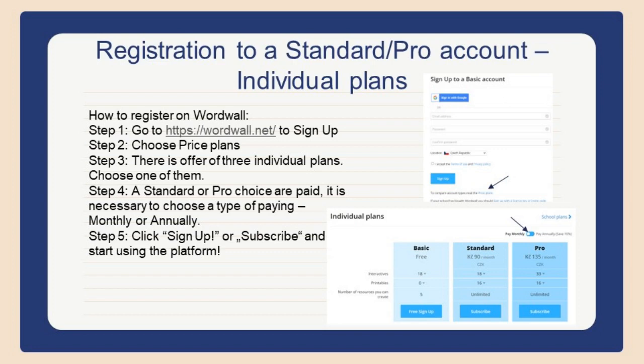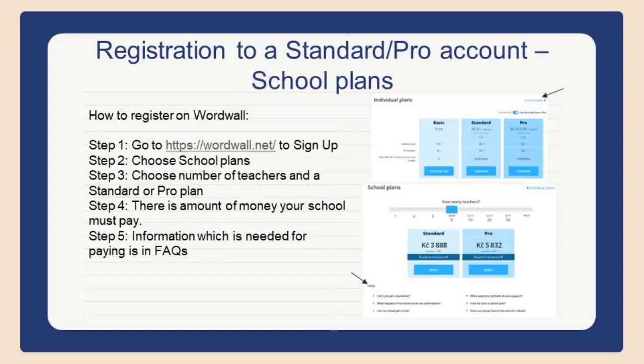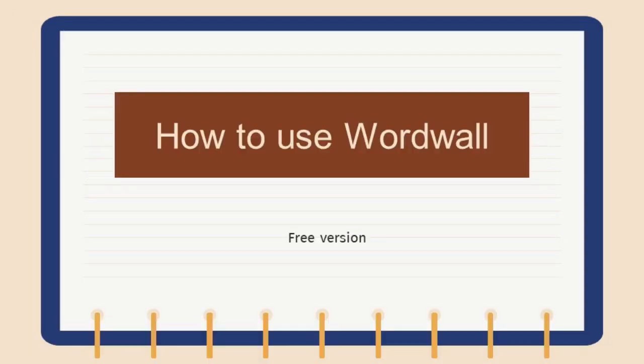Now you should choose price plans: Basic, Standard, Pro, Individual plans. Choose one of them. A Standard or Pro choice is paid, so it's necessary to choose a type of paying method, monthly or annually. Click Sign Up or Subscribe and start using the platform. Then it's necessary to choose school plans. Choose the number of teachers and a Standard or Pro plan. There is an amount of money your school must pay. Information which is needed for paying is in the Frequently Asked Questions.